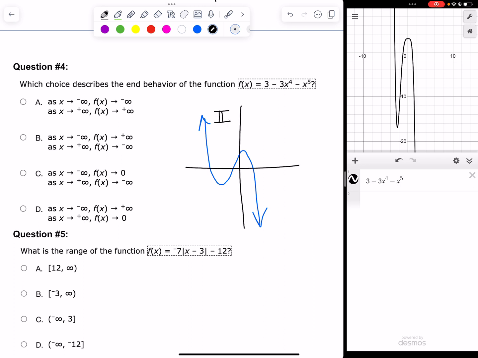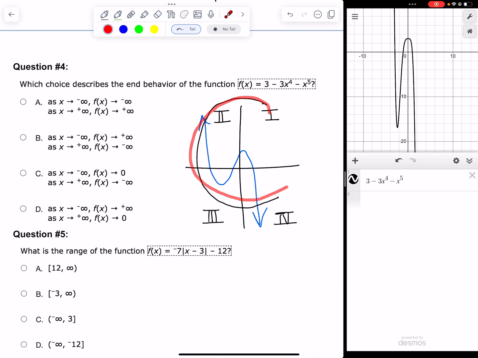Excuse me, the second quadrant, not the third. This is the first quadrant. That's the second quadrant. This is the third quadrant, and this is the fourth quadrant. They make like a capital letter C, which is a great way to remember it. So the second quadrant is where we go to the left and up. So left and up means that X is negative and Y is positive.